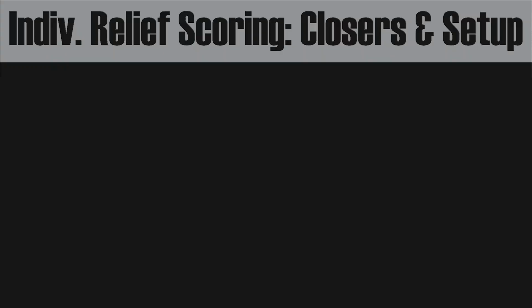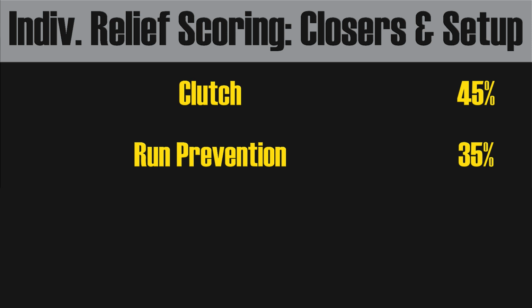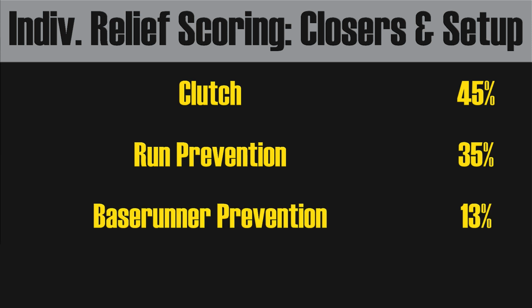Moving on to the individual rankings. For closers and setup men, we use the same categories as the team rankings, but we tweak the percentages a little bit so that pitchers on teams that aren't ahead as often don't get unfairly punished. For closers and setup men, we have clutch at 45%, run prevention at 35%, base runner prevention at 13%, and command at 7%. Middle relievers are a little different.